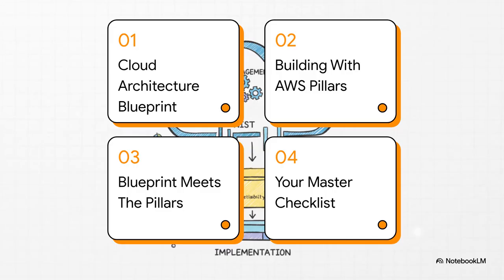Okay, so here's our game plan. First up, we'll look at the high-level plan, the cloud architecture blueprint. Then we'll get into the specifics of building with the AWS pillars. After that, we'll see how the blueprint meets the pillars with a real-world example. And finally, we'll wrap it all up with your master checklist.